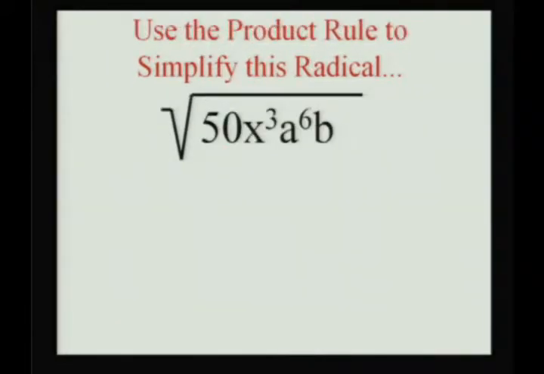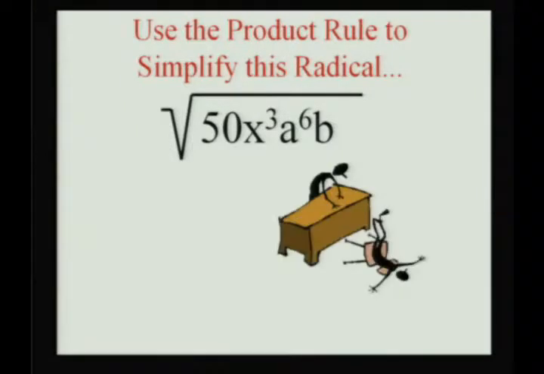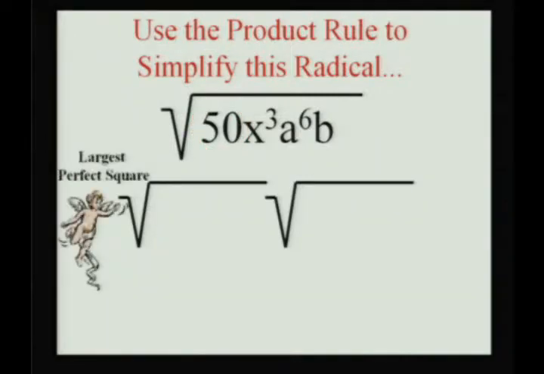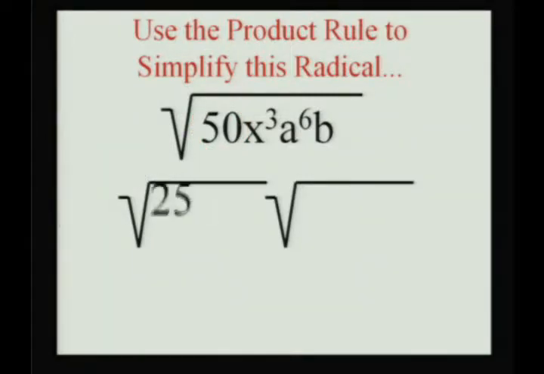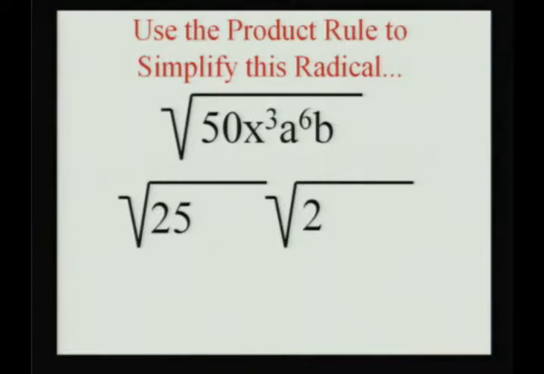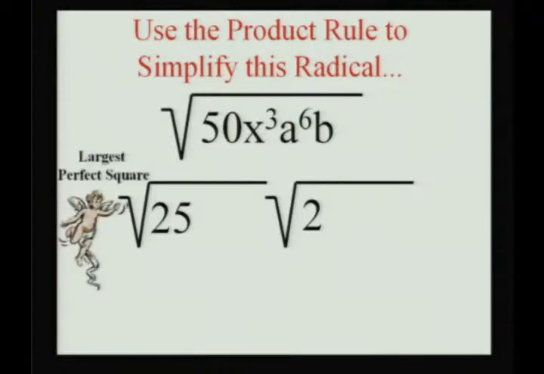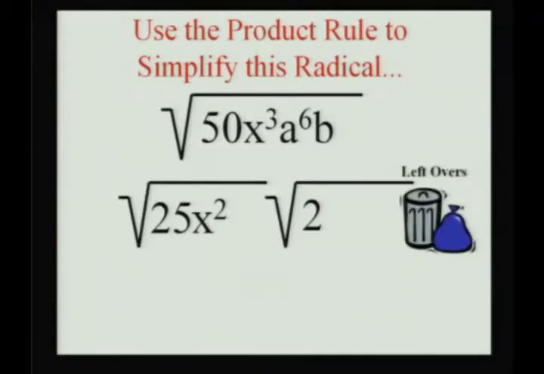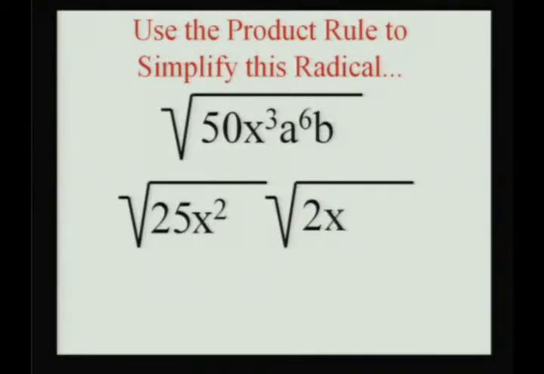Now, what if I had one with letters? Well, I'm going to do the same thing. It's not that hard. I'm going to break it up into the good, or perfect squares, and what's left over. I just do it one at a time. 50, I'll break into what's perfect that goes into 50: 25, leaving me with a leftover of 2. Now, what's perfect that goes into x to the 3rd? Well, any even exponent is a perfect square. That's going to leave you with x.